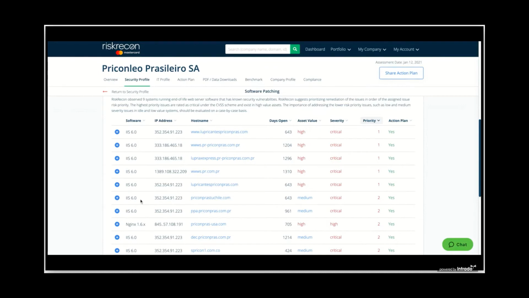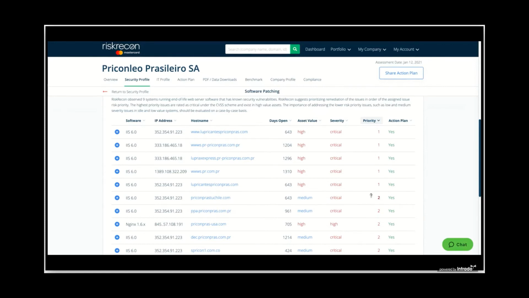But I can see in this case, towards the bottom, I have IIS running on 2 systems, but in this case, the system value, one is a high-value asset, one's a medium-value asset, which results in a different risk priority. So you have the ability within RiskRecon to understand what it is that is driving what issues we've discovered, why we would prioritize one issue higher than another.